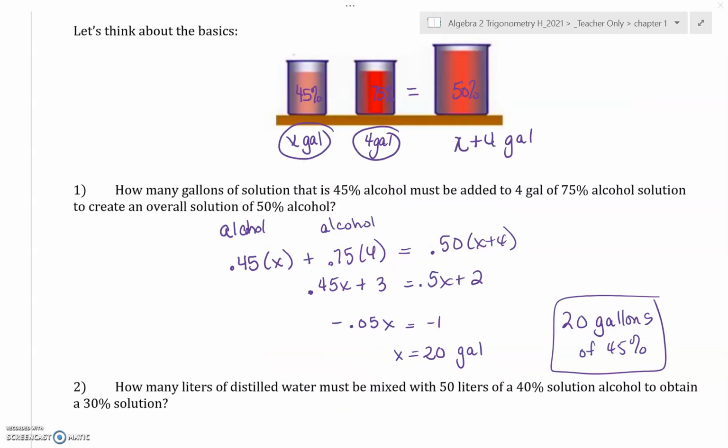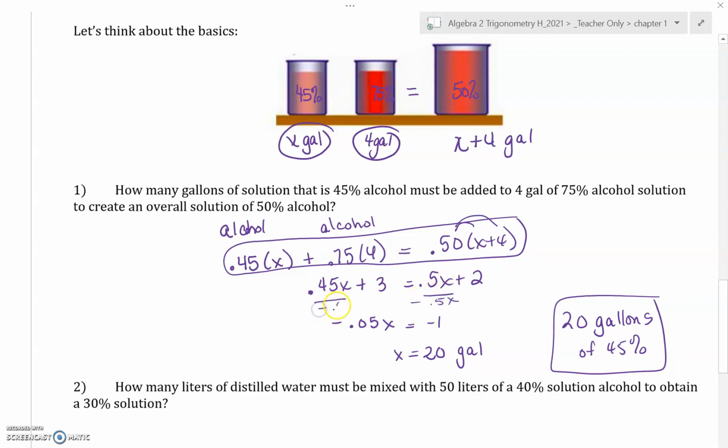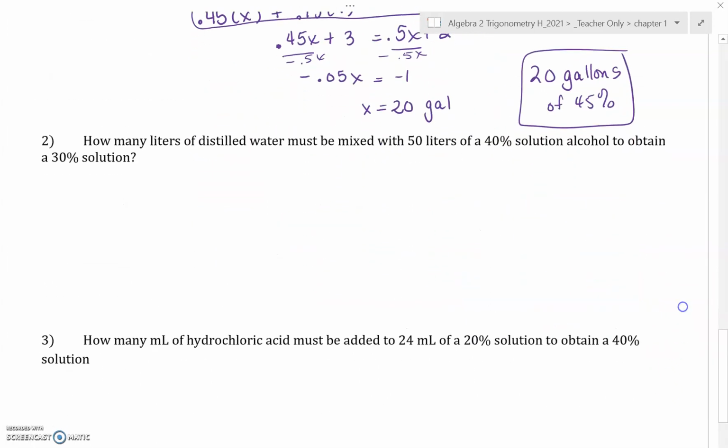All right, let's see if you were able to solve this one. So we had our equation. You're going to distribute your 0.5 to X and 4. So notice when you go ahead and isolate the X, you can subtract 0.5X from both sides of the equation. So you have negative 0.05X equals negative 1. If you divide negative 1 by 0.05, you end up with 20 gallons. So that makes sense. We were expecting a lot more than the 4 gallons of 75% to end up with a 50% solution.